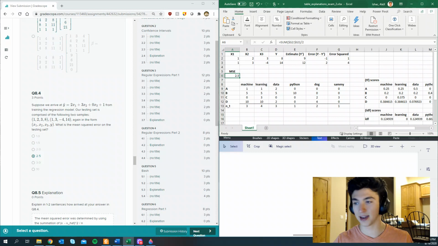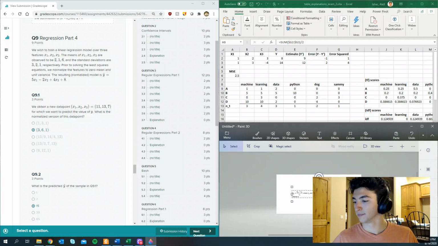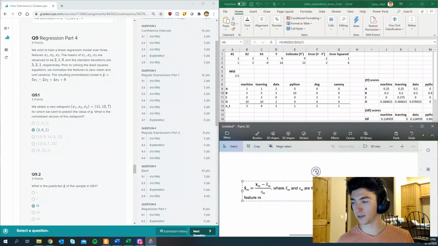All right, moving on. 9.1, we're getting there. We obtain a new data point, 1113.7, for which we want to predict the value of y. What is the normalized version of this data point? The answer is 3, 6, 1. Using the following equation for standard normalization and the given standard deviations and means, I will put this image here. Here's the equation. Based off of this equation, we find that the normalized version of the data point 1113.7 is 3, 6, 1. That is just using the givens and plugging them into this equation. So that is why our correct answer is indeed B.